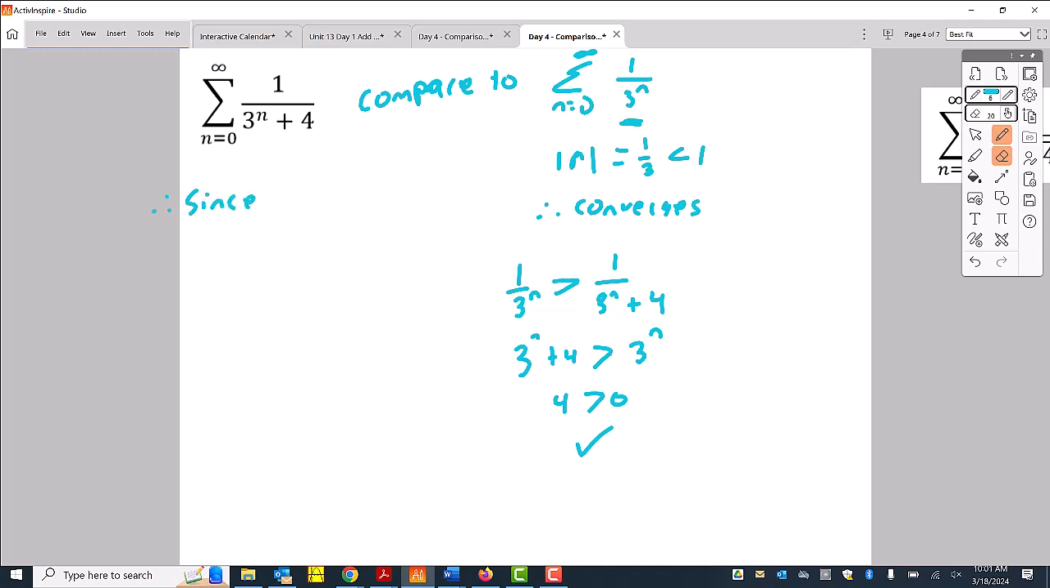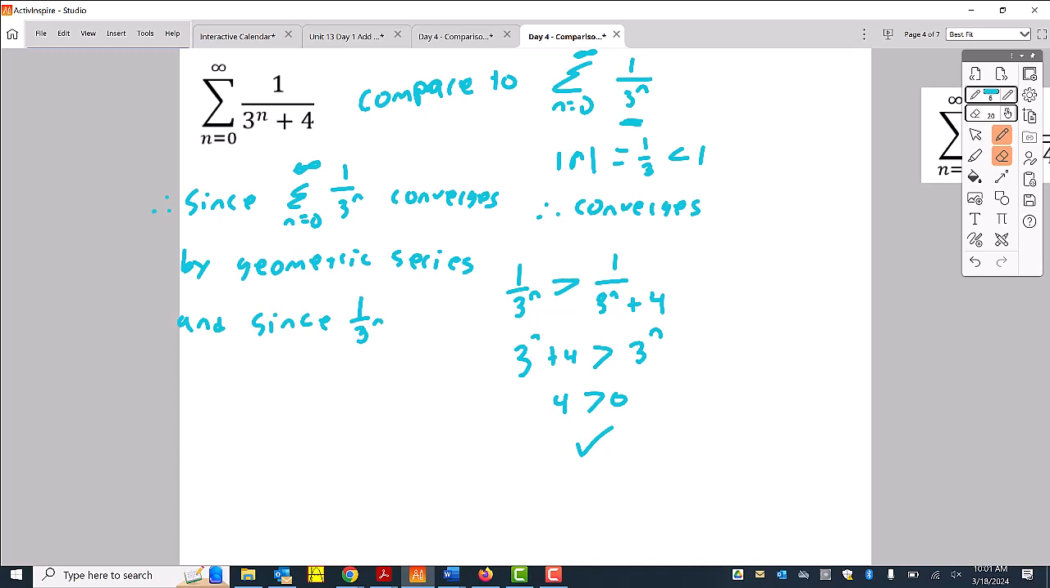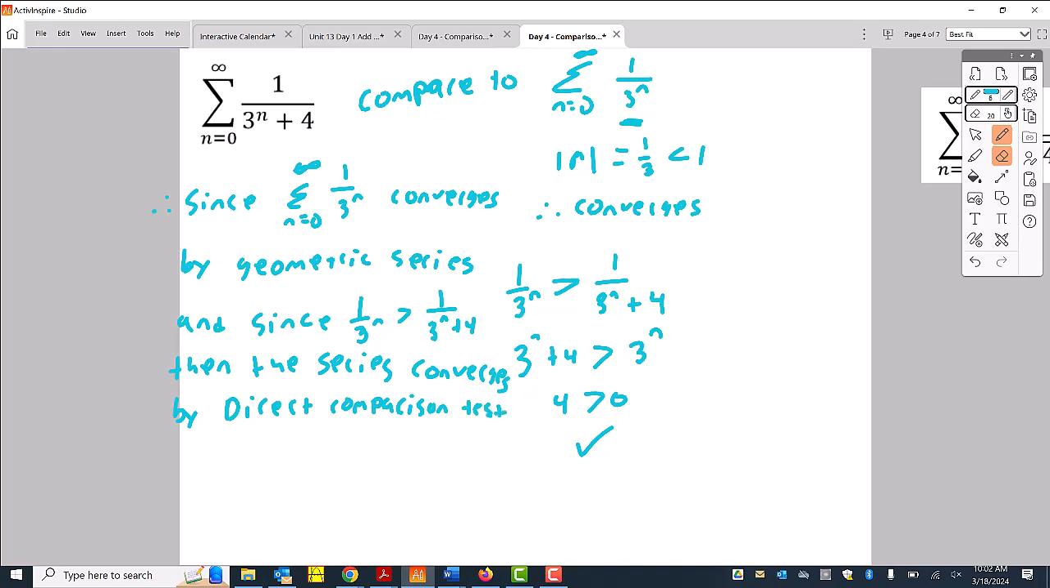So let's create our statement. Therefore, since the sum from n equals 0 to infinity of 1 over 3 to the n converges by geometric series, and since 1 over 3 to the n is greater than 1 over 3 to the n plus 4, then the series converges by direct comparison test. There we go.